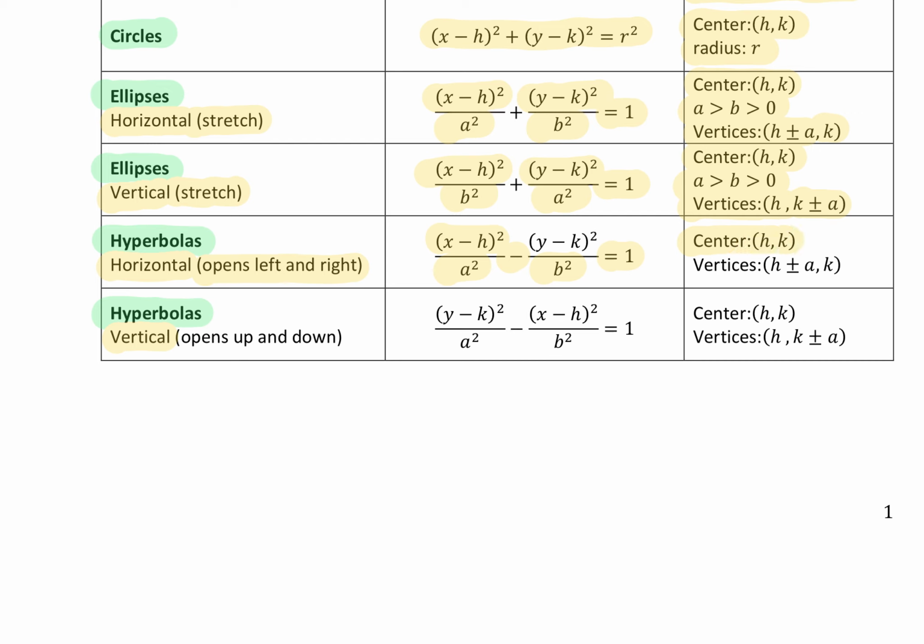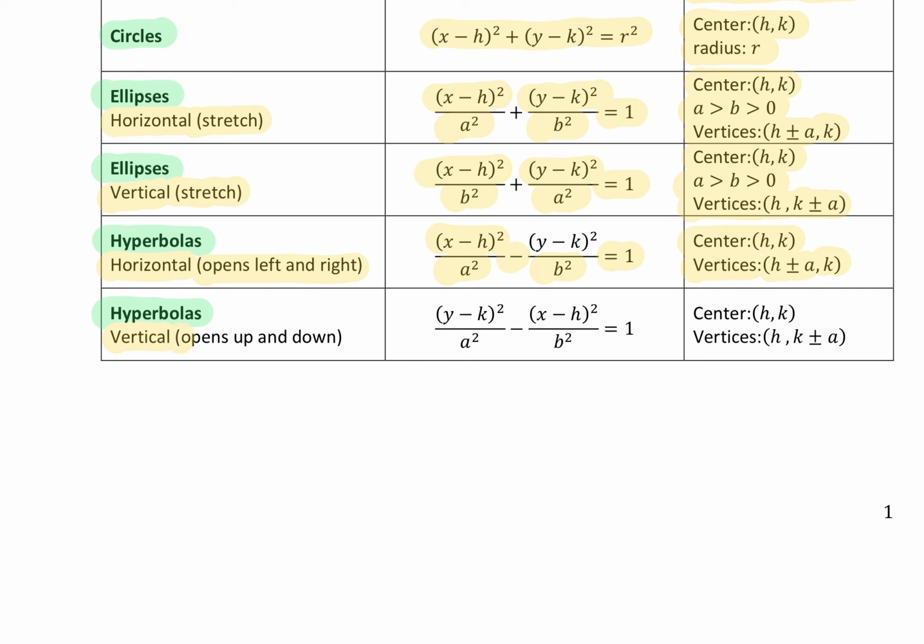then it's going to open left and right, the center is (h, k), and when we find our vertices, since it's horizontal, we adjust our x value, our h. So h plus or minus a will give you the x values of your vertices. The k value, which is a y value, stays the same.